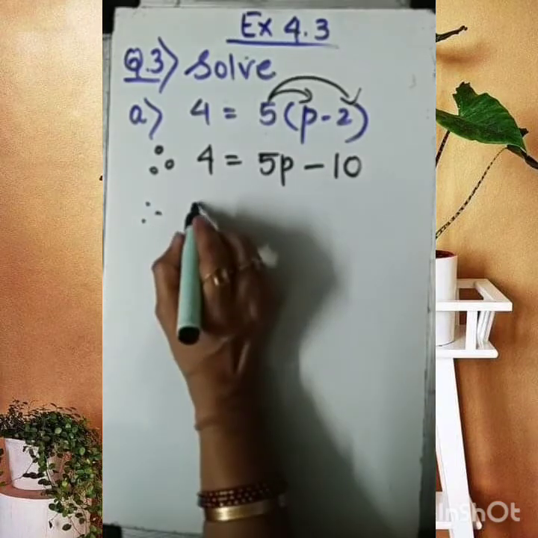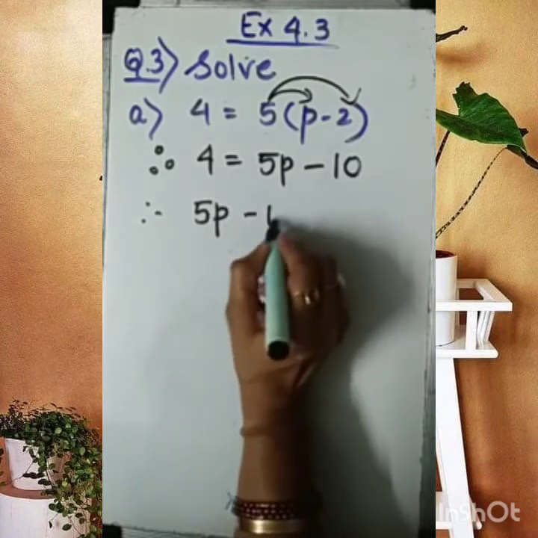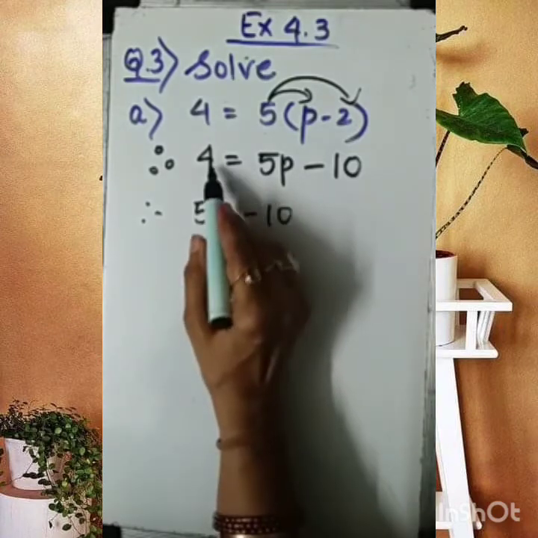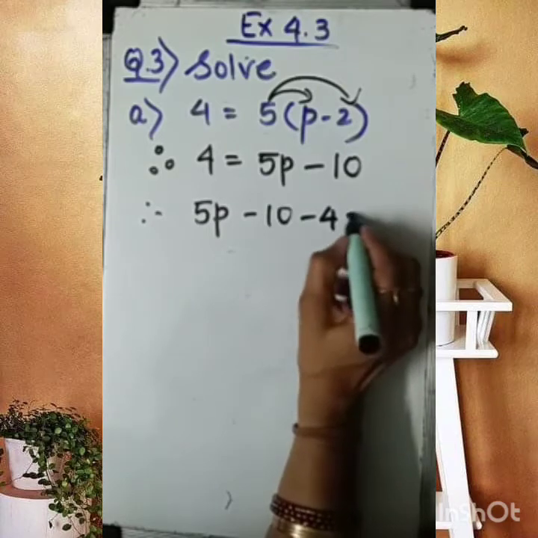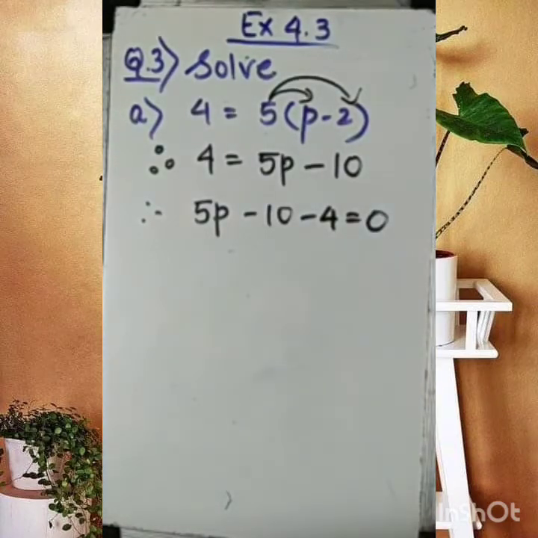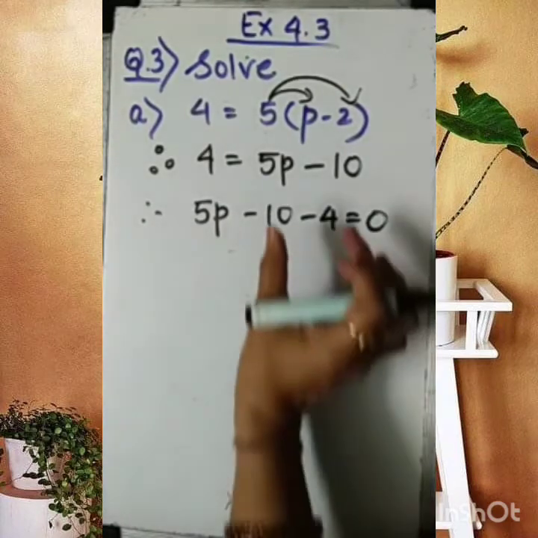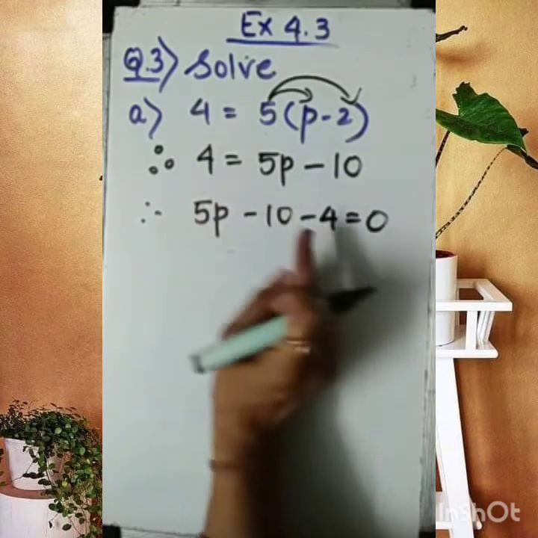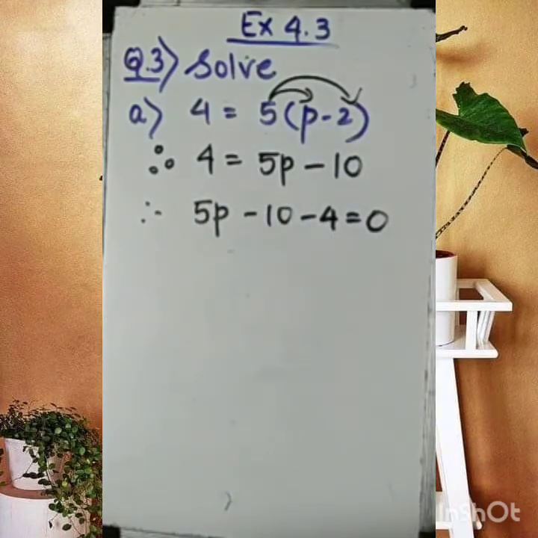Therefore, next step: 5p - 10 is already there. This + 4 I am shifting to that side, so it becomes -4. Nothing else I have done. This is as it is, only this + 4 became -4. That's it. Therefore, next step.